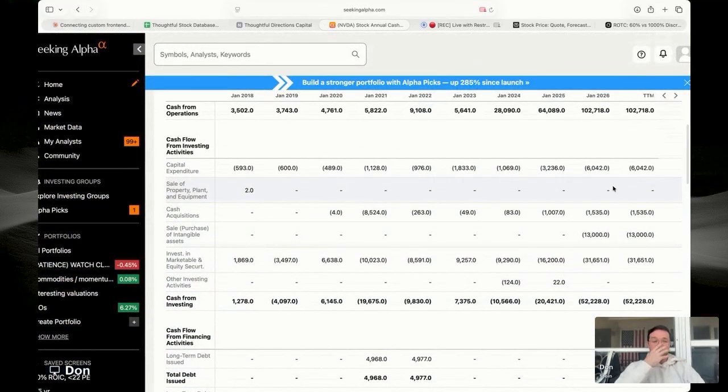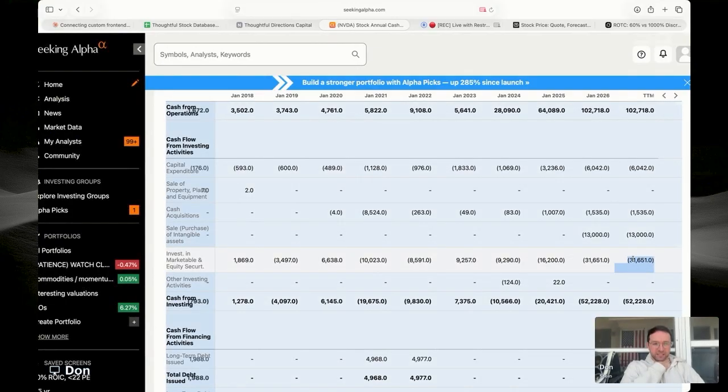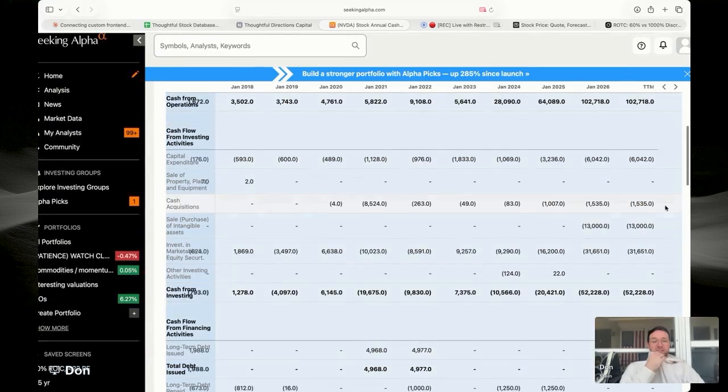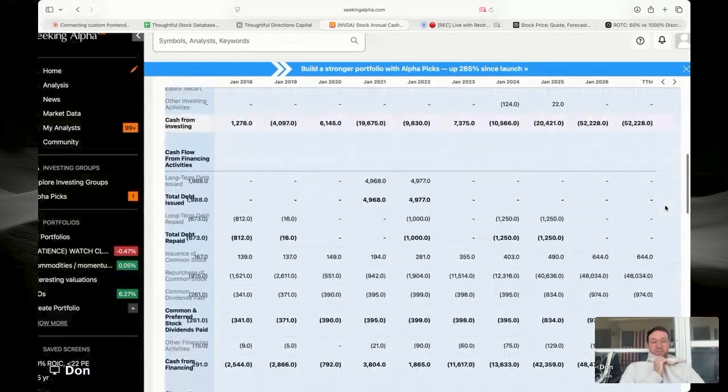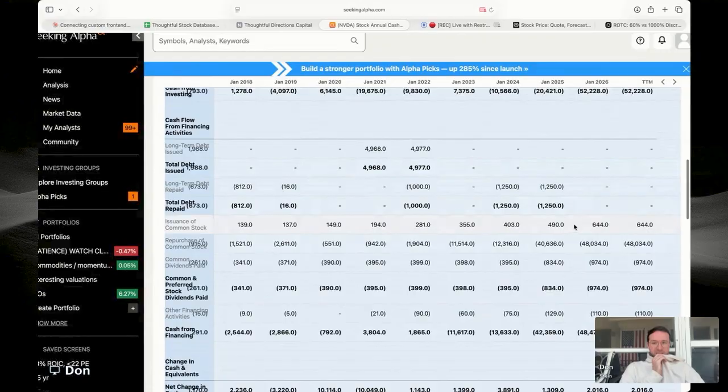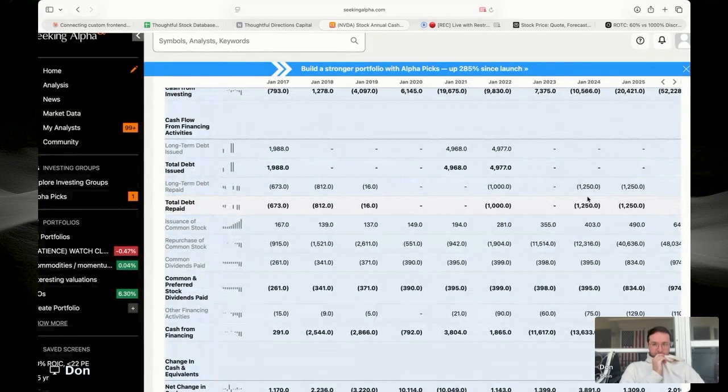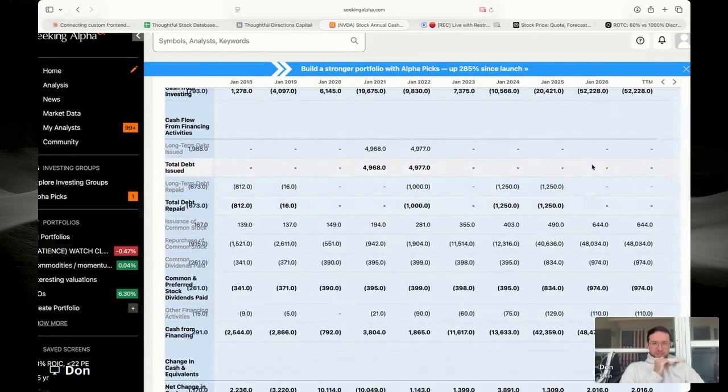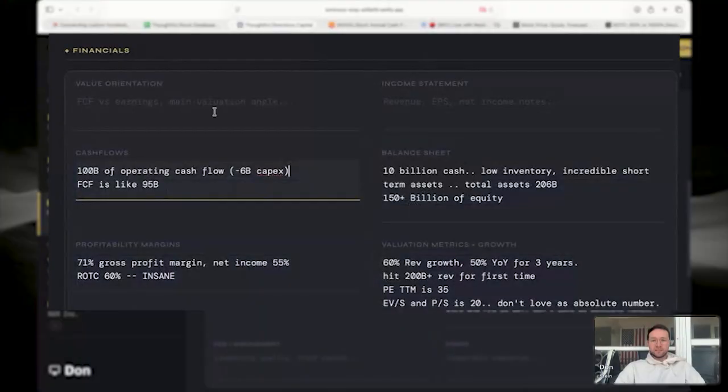All right, then what are they doing with their financing? They're investing in securities. They did a small acquisition. They're really responsible. No, Jensen's amazing. They've issued no debt in 3 years.